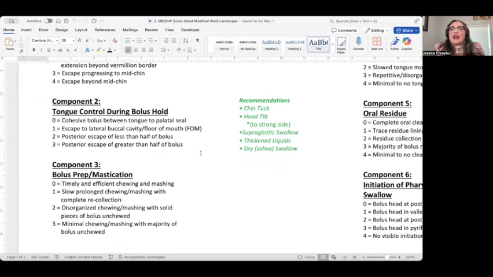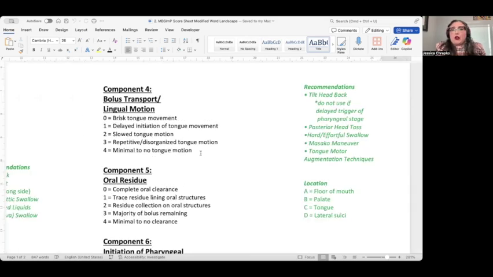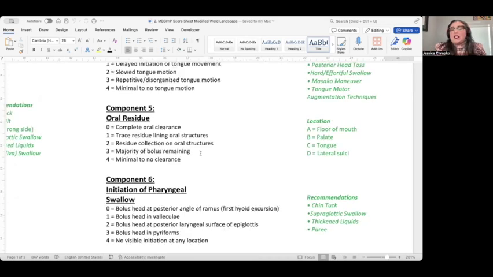Component 3 is how efficient is the chewing or mashing process? Is it disorganized? Are they leaving it mostly unchewed and just swallowing mostly whole food? Component 4 looks at how efficient is the tongue at transporting the food and liquid to the back of the mouth. Component 5 wants me to check and see if there's any residue in the oral cavity, where some people might have to do a lingual sweep, which is where you get your tongue and you sweep it around your mouth to check for any residue.